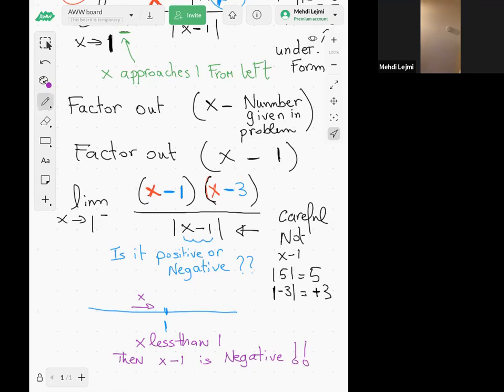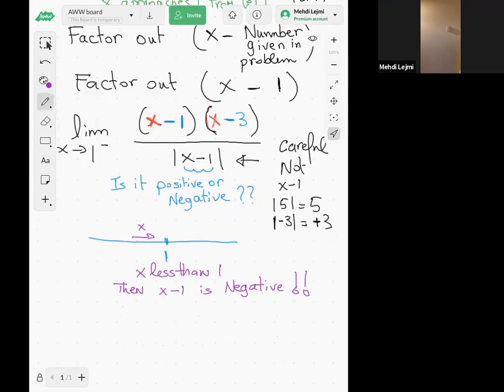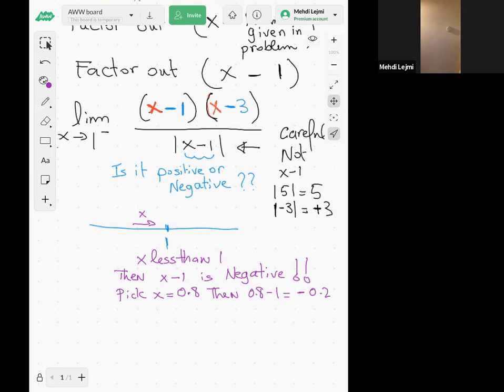All right, so for example, again, pick a number less than one and check if x minus one is positive or negative. So in this case, if you pick x equal to zero or 0.5 or 0.8, then 0.8 minus one will be negative 0.2, which is a negative number. That's because 0.8 is on the left side of positive one. So this x minus one turns out to be negative.